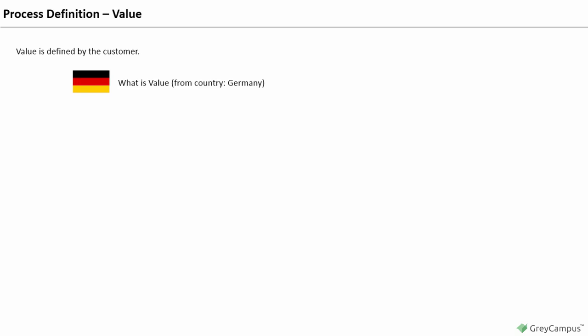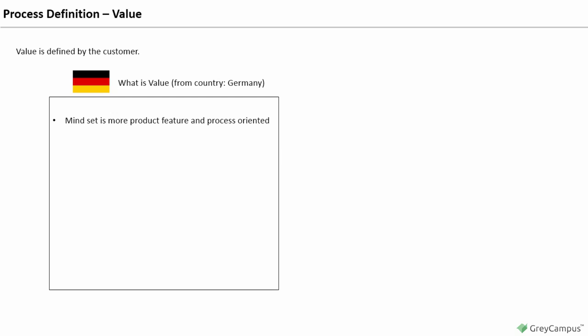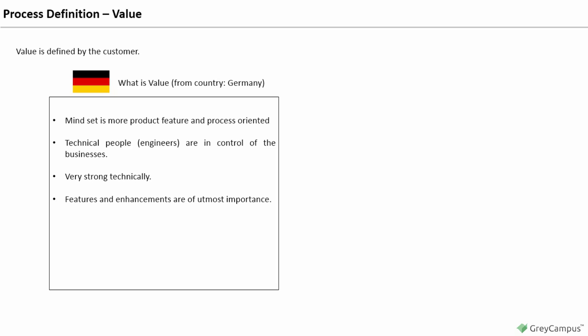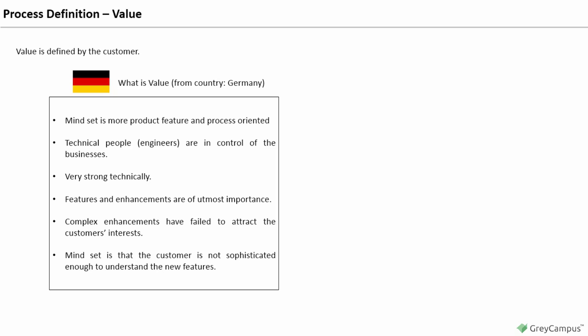What is value from a German mindset? The German mindset is more product feature and process oriented. The technical people or engineers are in control of the businesses. Thus, the Germans are very strong technically. Therefore, features and enhancements are of utmost importance. However, some of the new, complex enhancements have failed to attract the customer's interests. Often, the German mindset is that the customer is not sophisticated enough to understand the new features.